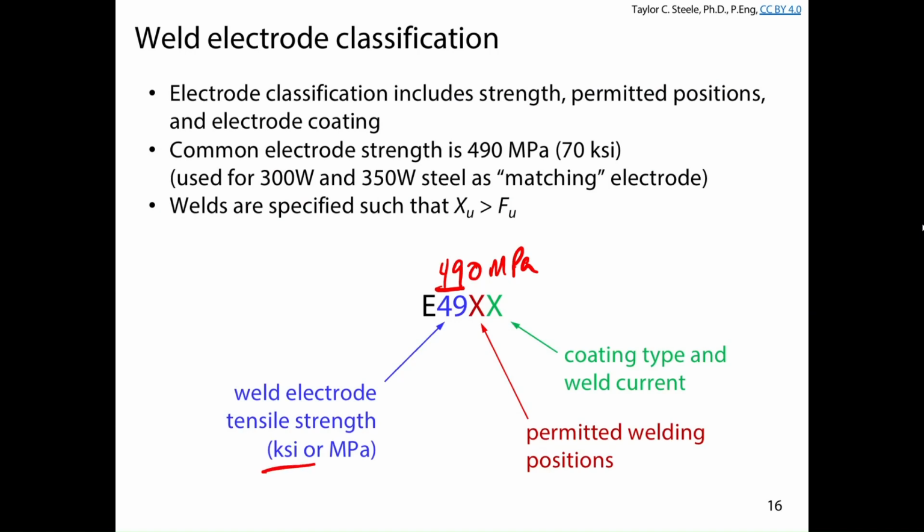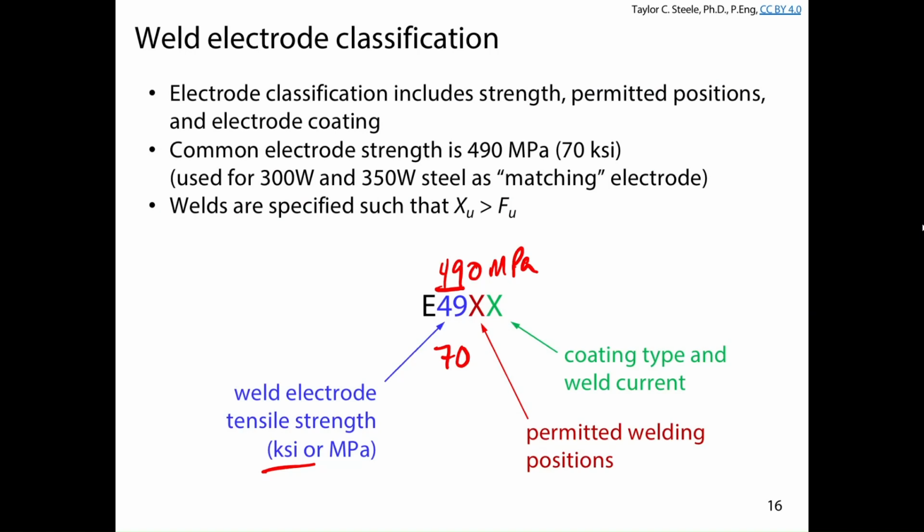If we're working in kips per square inch, that's 70, because 70 KSI is the equivalent of 490 MPa. And so the imperial standard says E70 and the metric standards will say E49, and so you have to know if you see E70, it doesn't mean it's 700 megapascals, it just generally means it's 70 KSI.